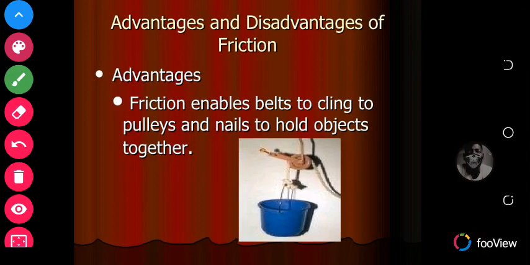Advantages. Friction enables belts to cling to pulleys and nails to hold objects together. So in this picture, you realize that this is a pulley, and the rope is what we call the belt. Friction enables it to stay on the pulley so that it doesn't go off. And friction also enables nails to stay in and hold objects together. Without friction, we can easily pull the nail out when it is nailed into another thing.